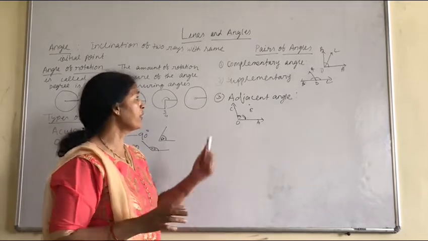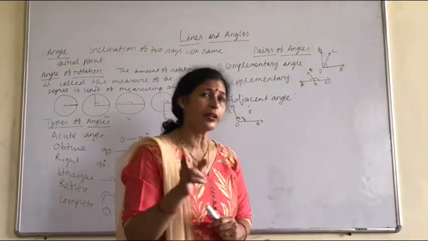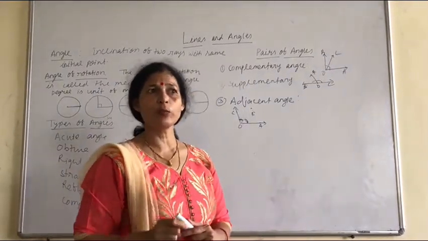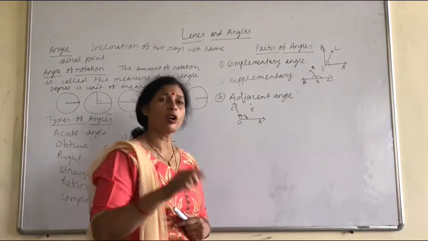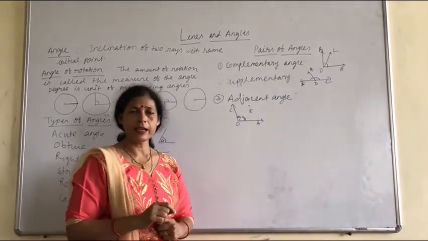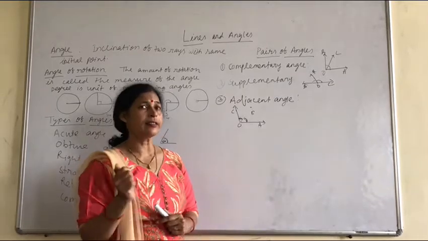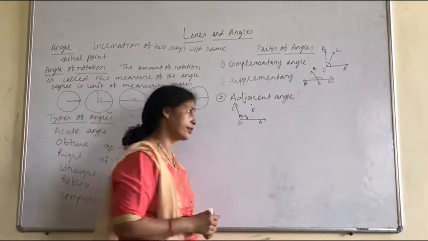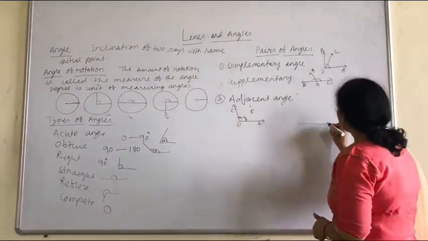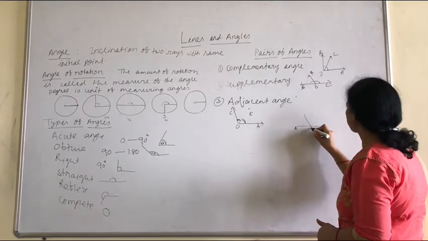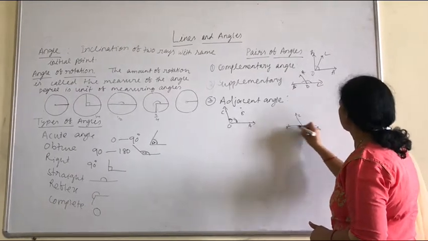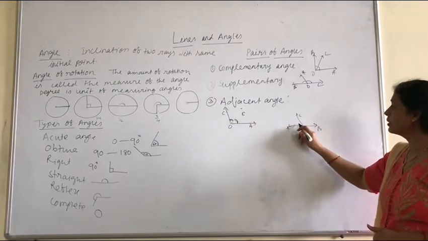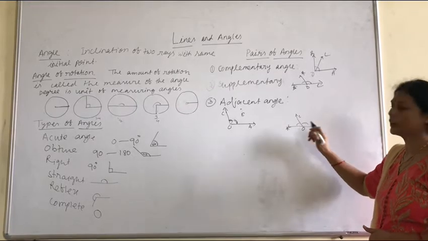This is the definition of adjacent angles. You have to write it down. Two angles are said to be adjacent if they have a common arm, a common vertex, and the non-common arms are on either side of the common arm. Therefore, the two angles are said to be adjacent. AOC and BOC are adjacent because they have a common arm and a common vertex. Clear?